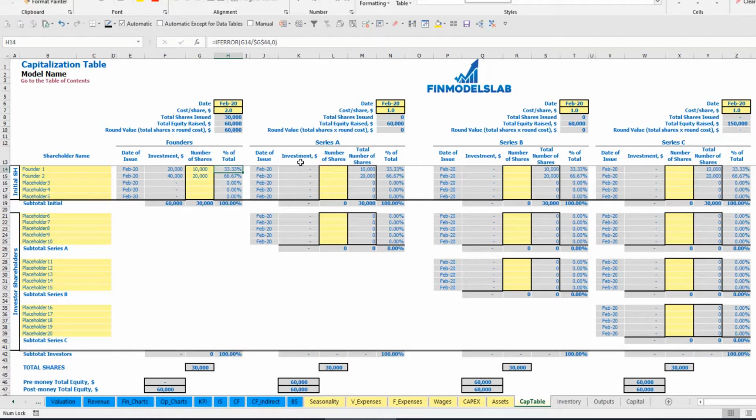67% of shares. So let's pretend that for Series A we have one investor and the date of issuance is May, cost per share is $5 per share and number of shares is 1,000. So total amount of investment will be $5,000. You may see that before the Series A total equity was $60,000, after is $65,000, and investor 1 will have 3.23% of shares, and the shares of founder 1 and founder 2 also diluted.